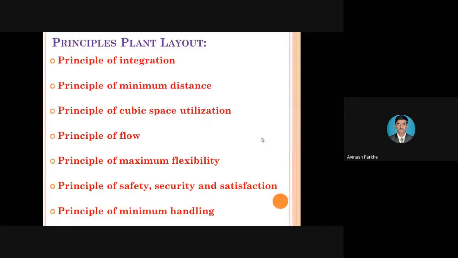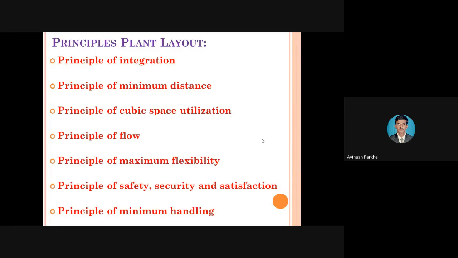So these are the total 7 principles which we have to implement while designing the plant layout or while using the plant layout in the industry. So you have to keep all these principles in your mind whenever you start your industry in future. You have to implement or consider all those principles, so that proper utilization of all the resources will take place.